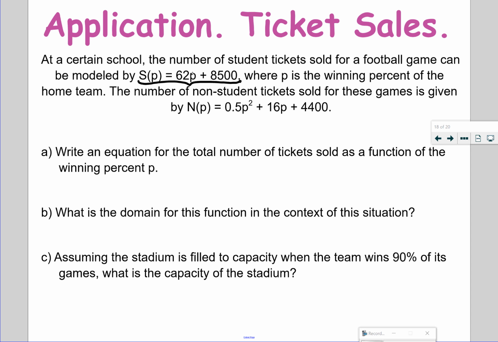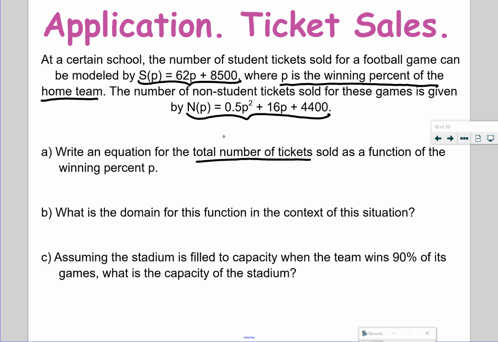The number of non-student tickets, which we'll represent with N of P, is 0.5P squared plus 16P plus 4,400. And I'm going to underline there again, P is the winning percent of the home team. So here someone's found functions to model based on the winning percentage of the home team. It's going to tell us how many student tickets and how many non-student tickets we can anticipate selling for the game. Write an equation for the total number of tickets sold as a function of the winning percentage.